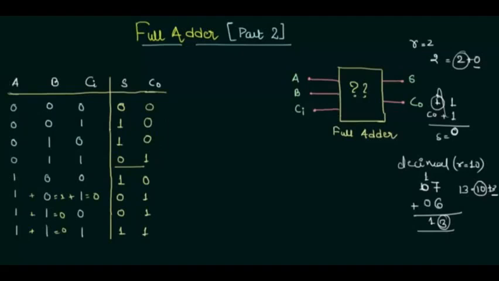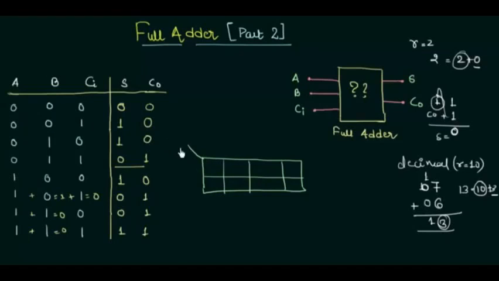So the next step is to make an 8 variable K map. Why 8 variable K map? Because there are 3 variables involved, and 2 to the power 3 gives you 8. So there are a total of 8 cells in the K map. So this is our 8 cell K map.